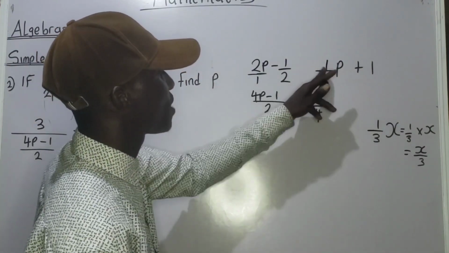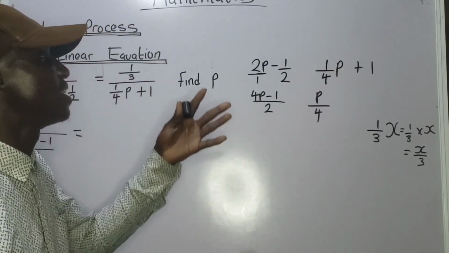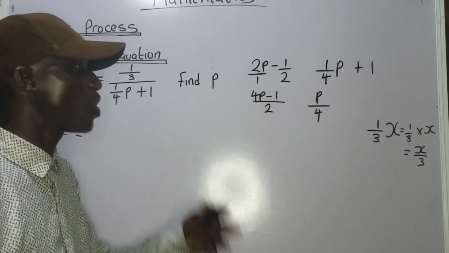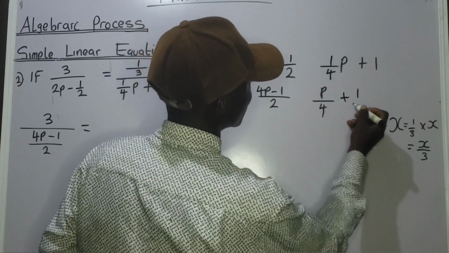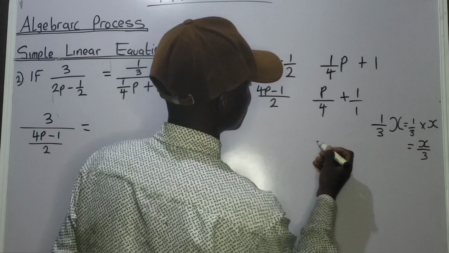Do you understand? So 1 over 4p is equal to the product of p and the quarter. So that will be p all over 4 plus 1. Okay. Now 1 can be written as 1 over 1. Okay. So let's take the LCM.